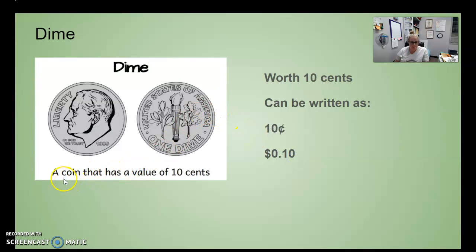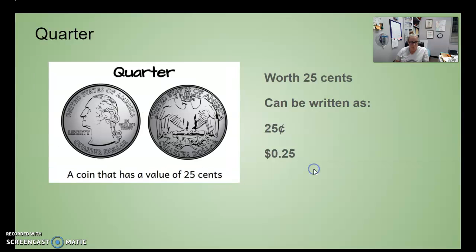The next one is the dime. Remember, it is a silver color. It is worth 10 cents. And it can be written two different ways. The first way is with the cent symbol. So you write the 10 and then you write the cent symbol afterwards. And then you can do it with the dollar sign, 0.10. And you'll notice that it changed from the last one because now we have 2 digits.